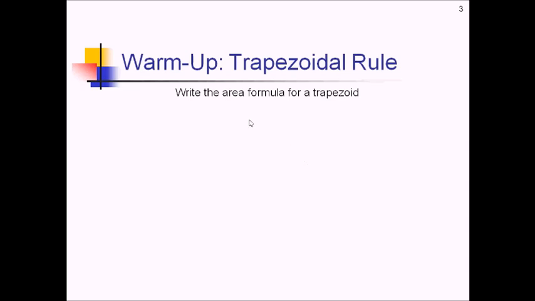For your warm-up, pause the video and write the area formula for a trapezoid. So that's going to be area equals 1/2 height, parentheses base 1 plus base 2. Or another way of writing this, you could add the two bases together, then divide by 2, and then multiply by the height. I actually prefer this one over here, but whichever one you want to use. Either way, we're going to now estimate the area under a curve using trapezoids.